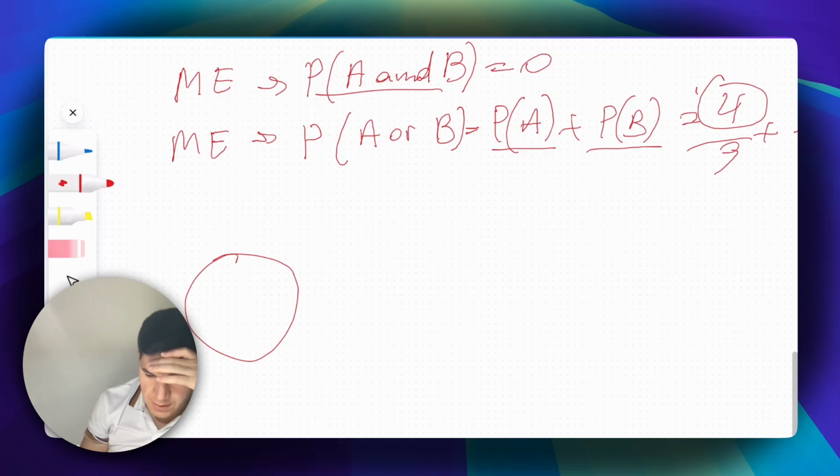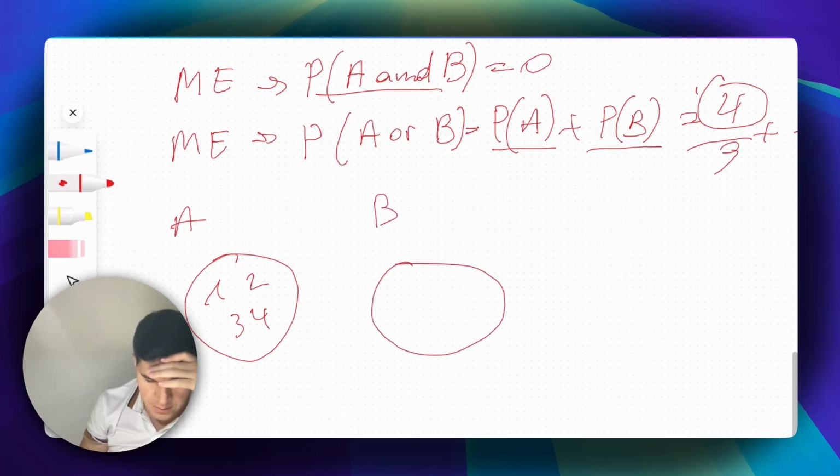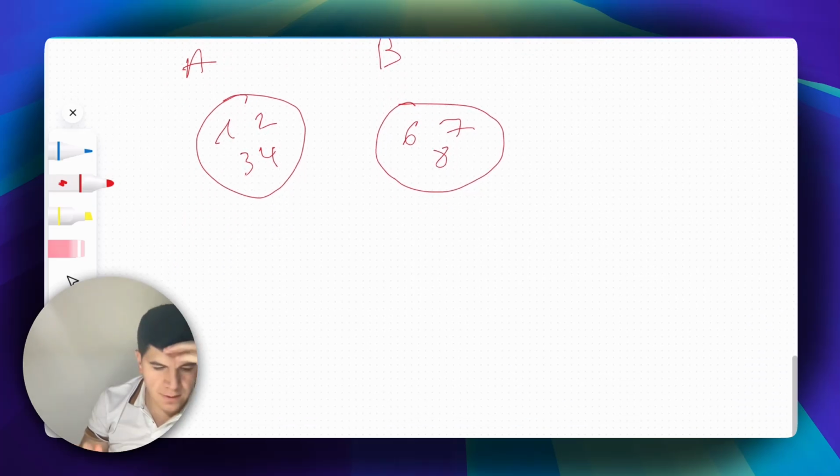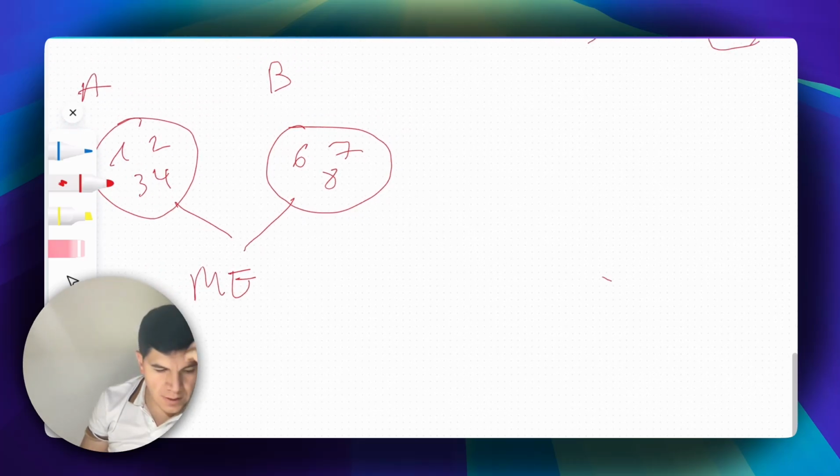So this is our, let's say, event A, which includes 1, 2, 3, 4, and here we're going to draw another circle with the elements 6, 7, 8. So we said that these don't overlap, so they are mutually exclusive. Okay, and what about B and C?